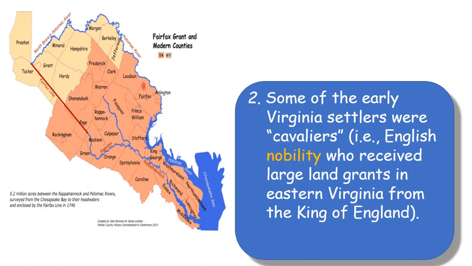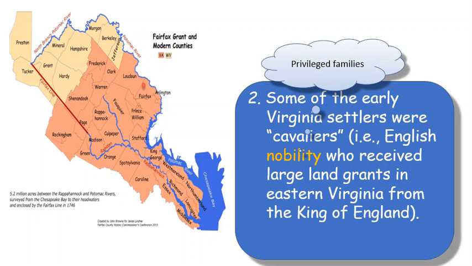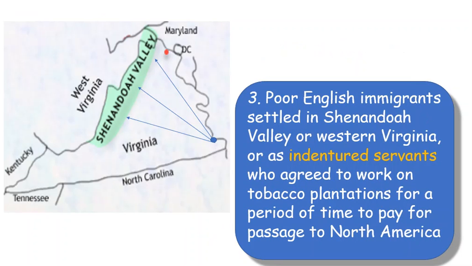He got all of that land there, stretching all the way from the Chesapeake Bay, all the way up past us here in Fairfax, all the way out into West Virginia. It was over 5 million acres of land, simply for being loyal to the king. So big chunks of land being handed out to noble families who are loyal to the king. Again, our nobility are the privileged families.